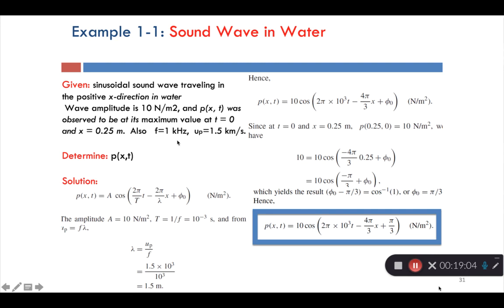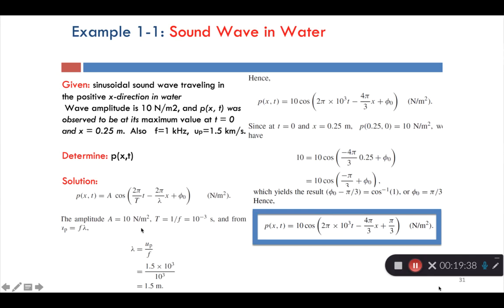Some other data is also given. The frequency is given in kilohertz, and then the wave velocity is given as 1.5 kilometers per second. So using all this, he's asking us to develop a formula for p(x,t). Now we know the general form is p(x,t) = A cos(kx ∓ ωt + φ), right? So we have to find all these. We have to put in the value of A, the value of ω, the value of lambda, and phi 0. So how does he solve it?